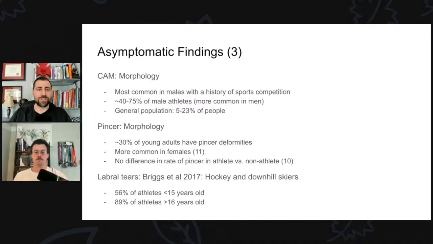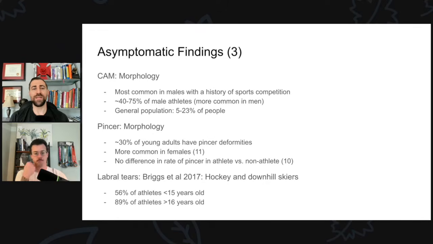All right, let's talk a little about asymptomatic findings, because these kind of blow my mind. They're always fun to look at, right? So in terms of CAM morphology, they're most common in males with a history of sports competition. And essentially around 40 to 75% of male athletes are going to have CAM morphology. In a general population, that's only 5 to 23% of people. So if we're young and we play high intensity sports, the likelihood of us having CAM morphology is very, very high. So it's more or less normal, I would even say, for these folks, right?